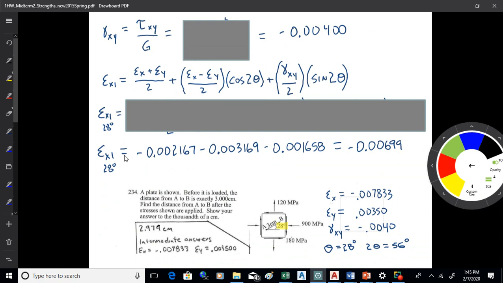Now once you've got epsilon x, epsilon y, and gamma xy, you can plug everything into that equation. You're going to use a 28-degree angle there because the angles are measured from the horizontal. You're going to find the strain at 28 degrees, which is a combination of epsilon x, epsilon y, and gamma xy and the angle. That comes out to be negative 0.00699. So that line AB will get shorter by 0.699%. It's not going to be 3 centimeters long anymore; it's going to be different.